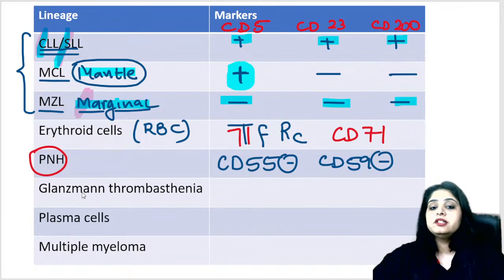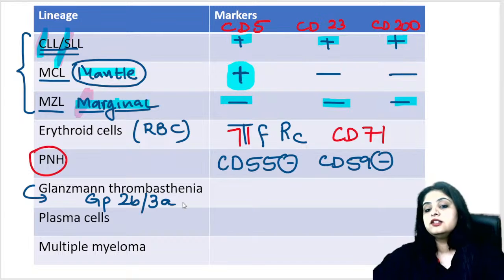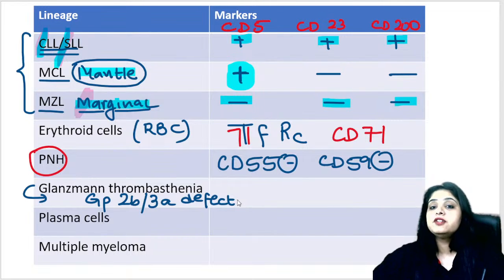Good. Now coming to Glanzmann thrombasthenia. You will say, ma'am, it is a platelet disorder. Why are you studying it under flow cytometry? First guys tell me what is Glanzmann thrombasthenia. You will say, this was the GP2B3A defect. So now you will say, why are we doing GP2B3A defect under CD markers?